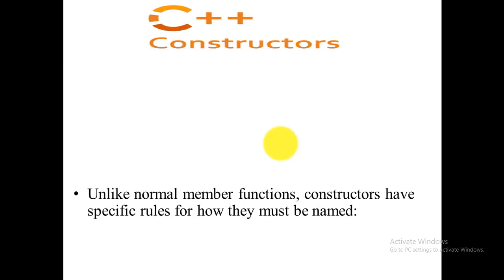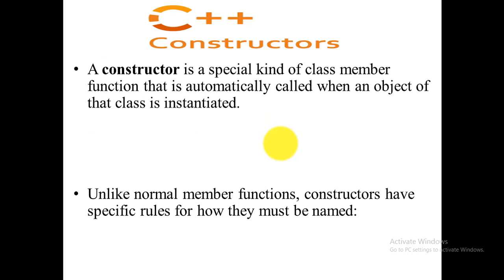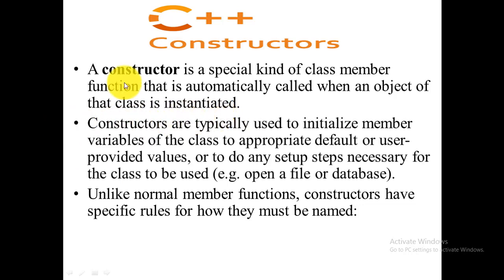So let's sum up the constructor. A constructor is a special kind of class member function that is automatically called when an object of that class is instantiated, means when we create the object of that class. Constructors are typically used to initialize member variables of the class to appropriate default or user-provided values, or to do any setup steps necessary for the class to be used. For example, open a file or database.